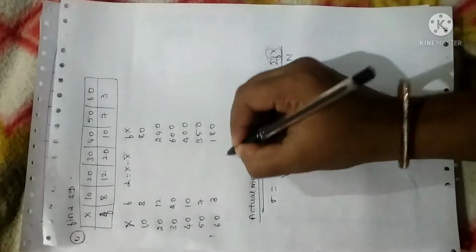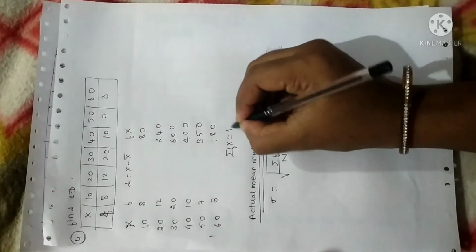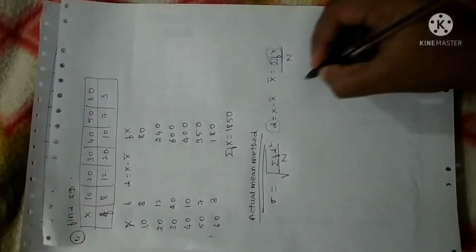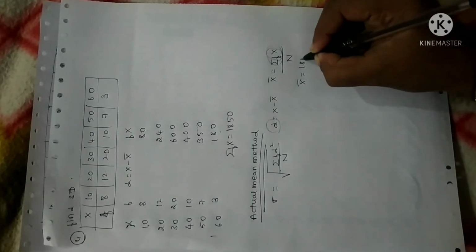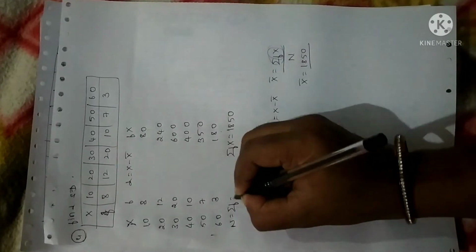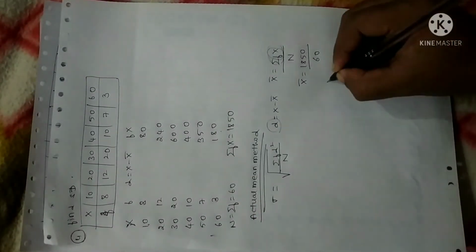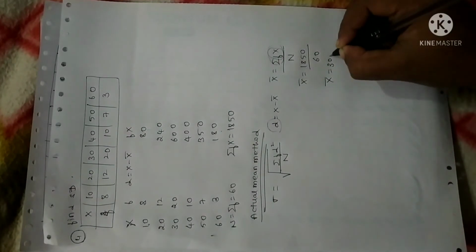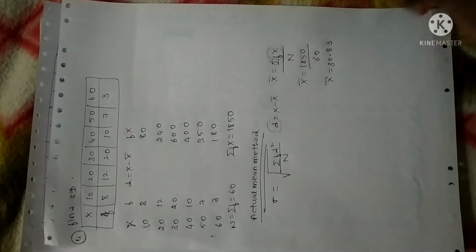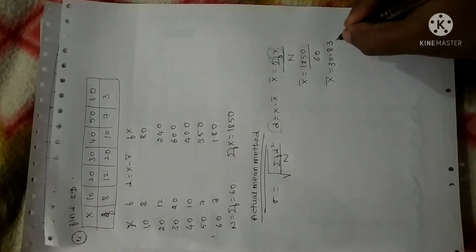Now let me calculate sigma fx. Sigma fx, in the sense I have to add this fx column, so that you will get 1850. Fine. So let me calculate x bar. 1850 divided by n, as usual, it is sum of frequency. So you just add these values. You will get 60. So I'll substitute here, so that the obtained mean will be, when you divide, you will get 30.83. 3 will continue, so I'll just take 2 digits in order to make simplification easier.